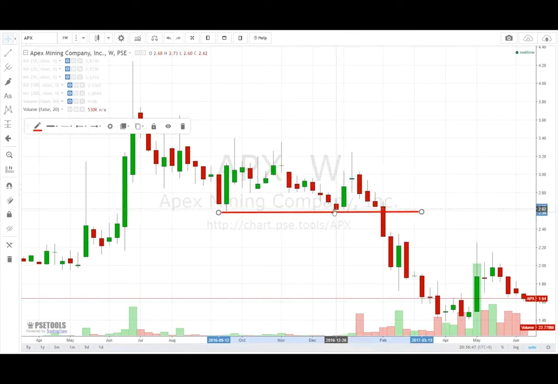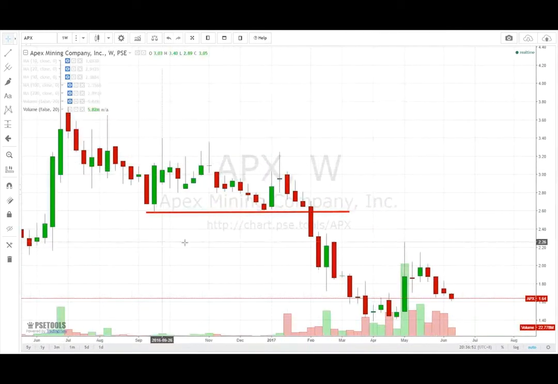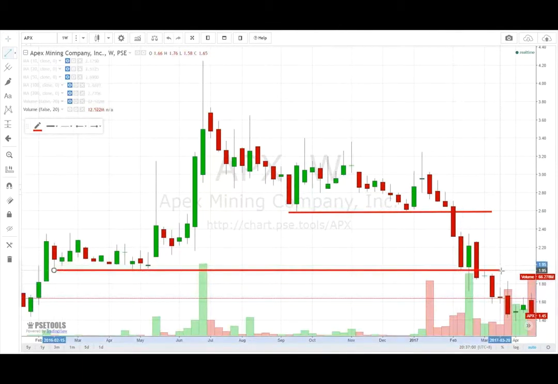So weekly. Ano nangyari when that got broken down? May support ba si Apex? Meron. Dito. Malapit na sa 2. So kung nag-cut ka dito, let's say nag-breakdown ng 260, nag-cut ka ng 255, ganyan. 250, sige. Let's say 10% down ka, ang cost mo was 280. Sige, 280 o 270 something. O sige, 10% down ka.